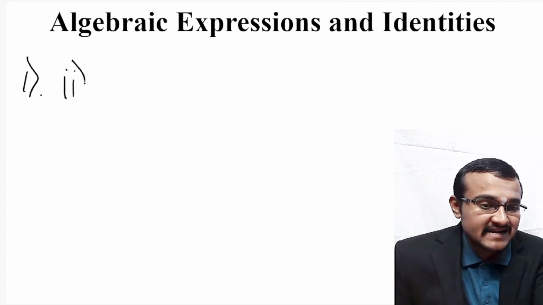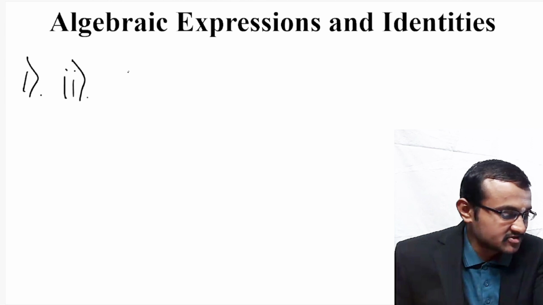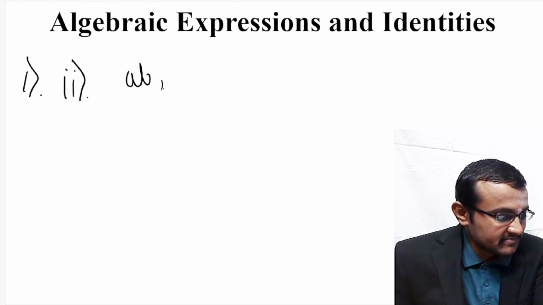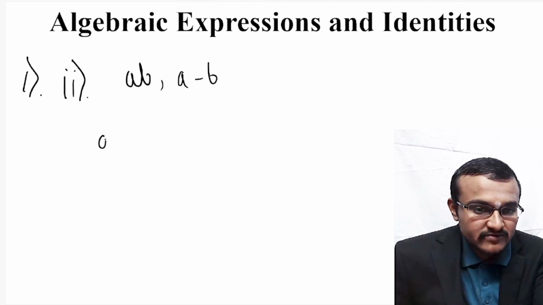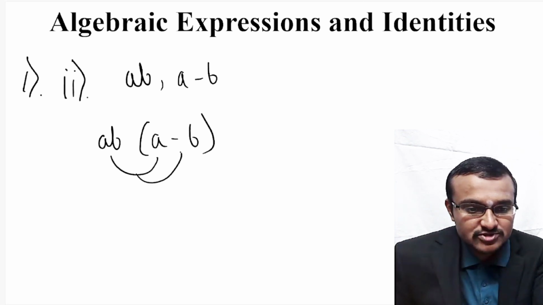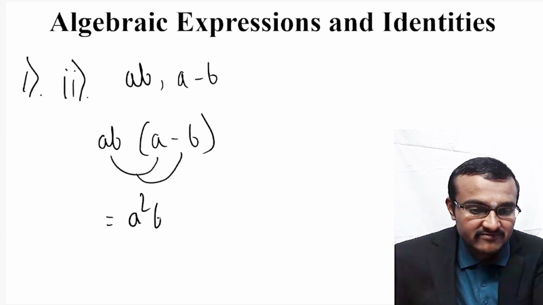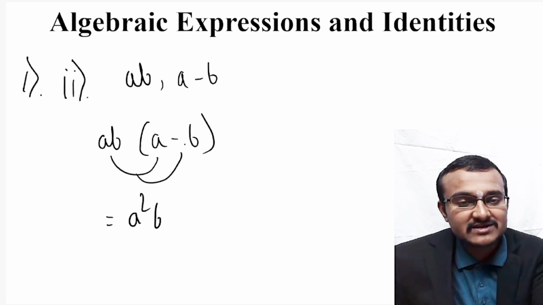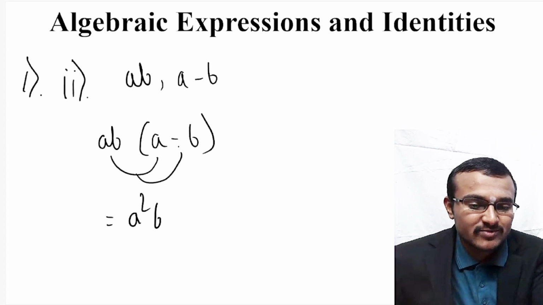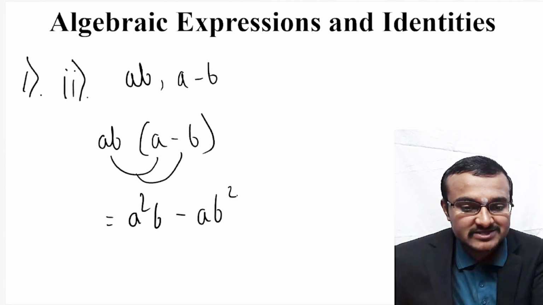So coming to the second question, there they have given ab comma a minus b. So when you multiply ab with a minus b, you should remember ab should be multiplied with a and ab should be multiplied with minus b as well. So when you multiply ab with a, it will be a square b. ab into minus b. So here it is actually 1ab into minus 1b. So 1 into minus 1 will be minus 1. So minus will be there. ab into b will be a, b into b is b square.